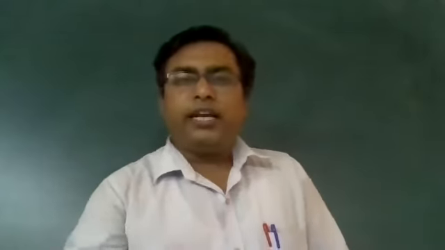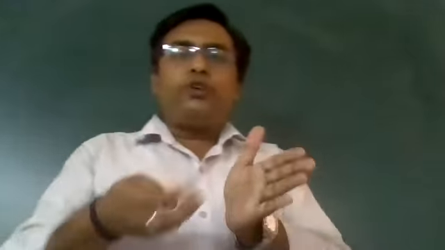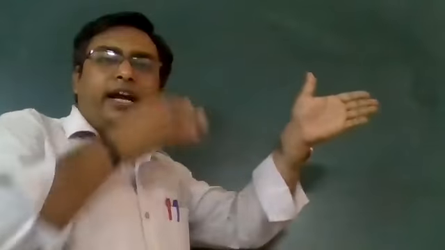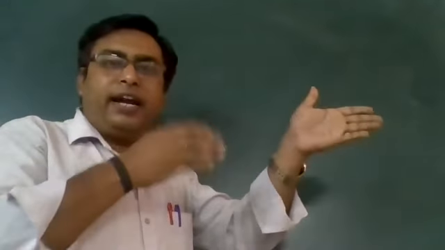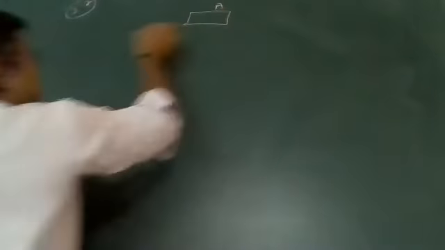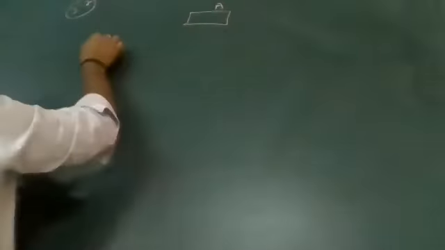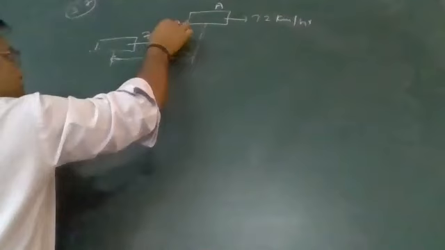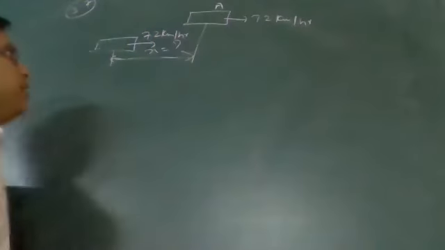Now listen to the question again carefully. There are the two trains A and B. Both are moving on two parallel tracks. Train A is ahead of train B. This is the train A and this is the train B. Initially, train A is ahead of train B. I don't know what is the distance between them. The distance I need to calculate. These both are moving with same speed, 72 km per hour.